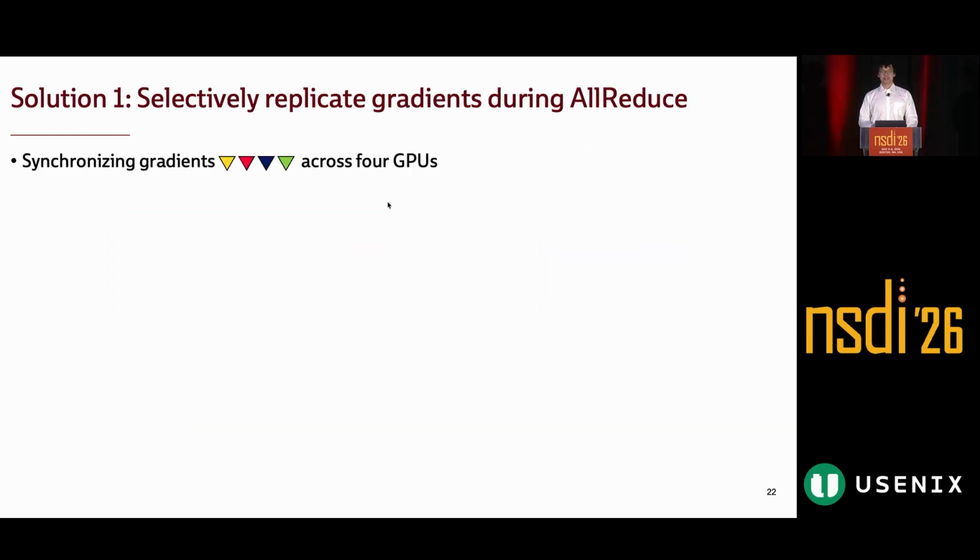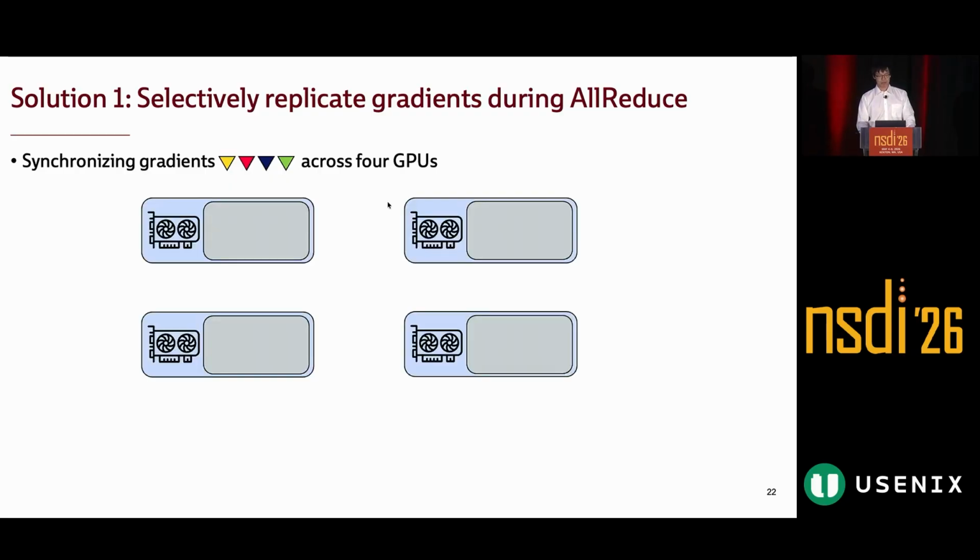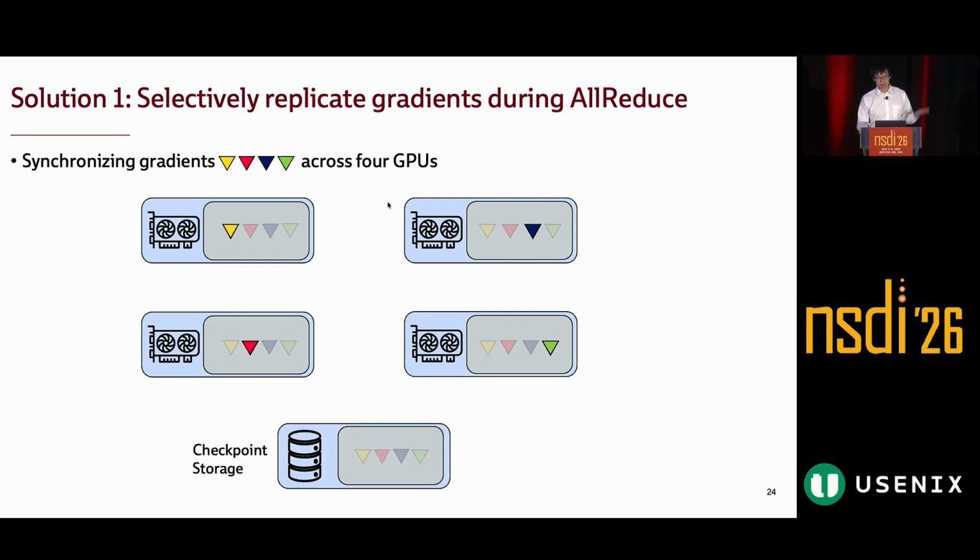Let me show you how this is done by giving an example of how Checkmate selectively replicates gradients during the synchronization process with the ring all-reduce algorithm. More precisely, I will be showing the all-gather steps at the end of the all-reduce algorithm. Suppose we have 4 pieces of gradients and we want to synchronize them across 4 GPUs. Here, we start with everyone holding 1 piece of this synchronized gradient, and at the end, we need to have every GPU carry every piece of gradient. And in addition, we want our checkpointing storage to also have all of these gradients.